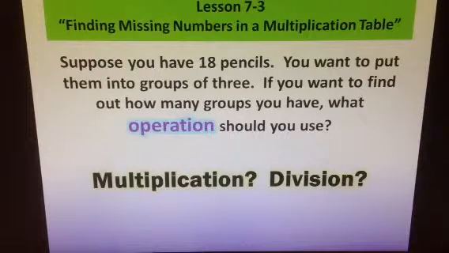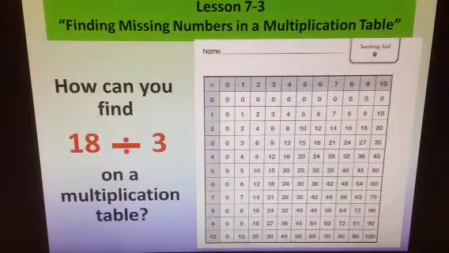Suppose you have 18 pencils. You want to put them into groups of 3. If you want to find out how many groups you have, what operation should you use? Multiplication or division? We pictured this in our minds and we realized it would be division. How can you find 18 divided by 3 on a multiplication table? So if you had a word problem like we just did, how would you use this table to solve it?